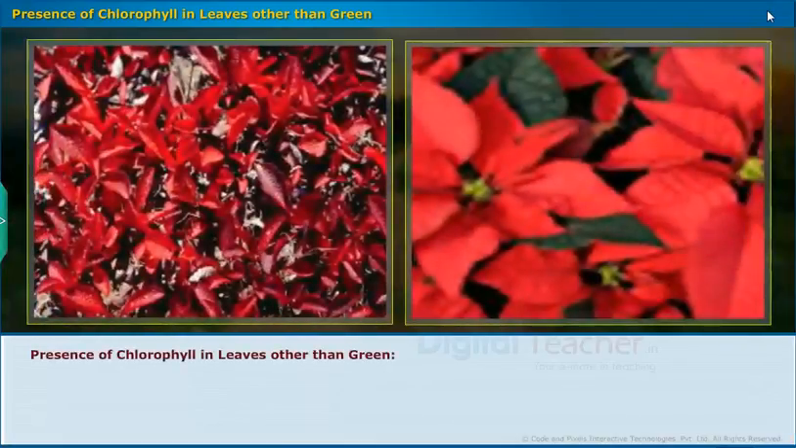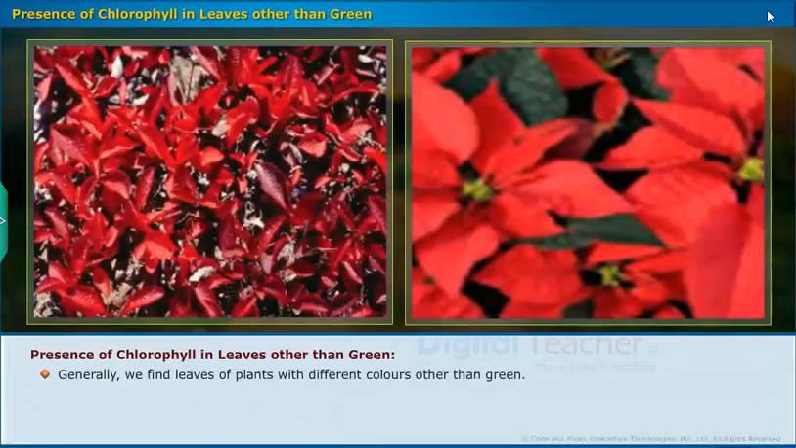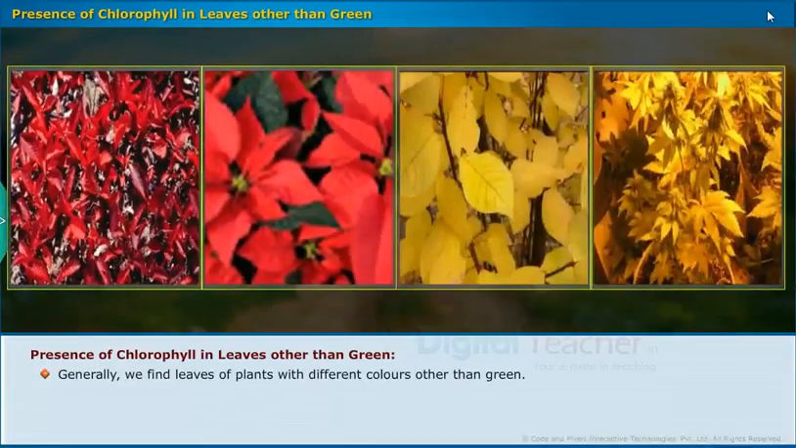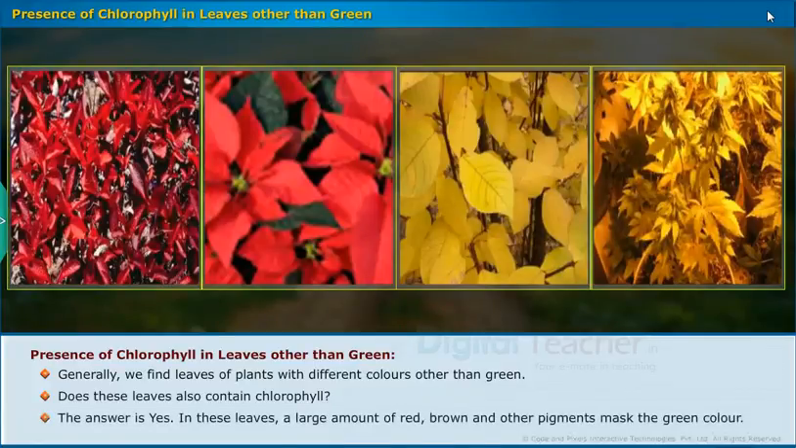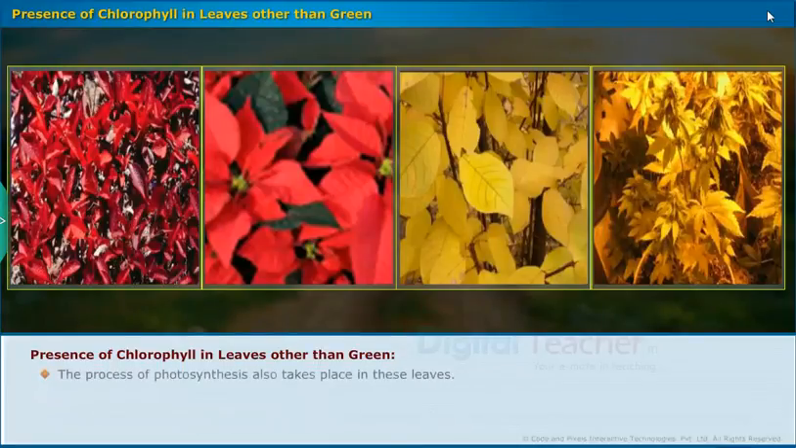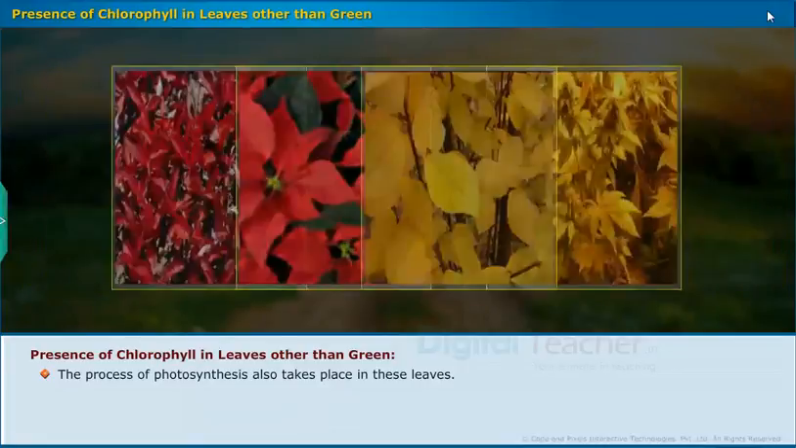Here, let us know about the presence of chlorophyll in leaves other than green color. Generally, we find leaves of plants with different colors other than green. Do these leaves also contain chlorophyll? The answer is yes. In these leaves, a large amount of red, brown and other pigments mask the green color. The process of photosynthesis also takes place in these leaves.